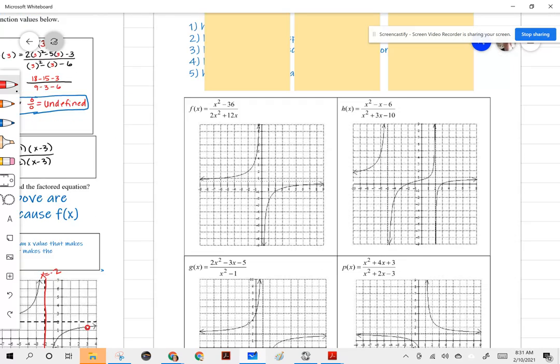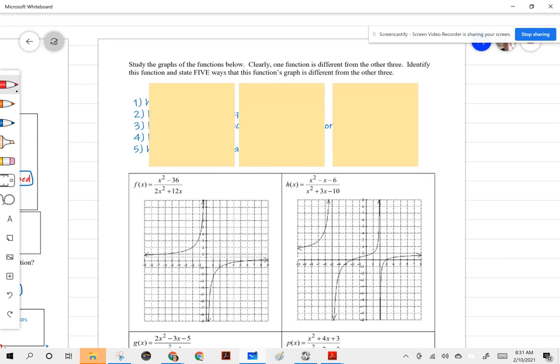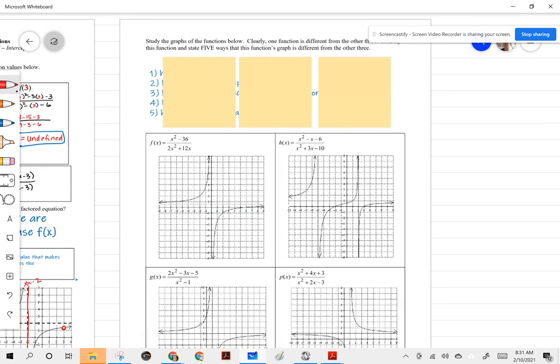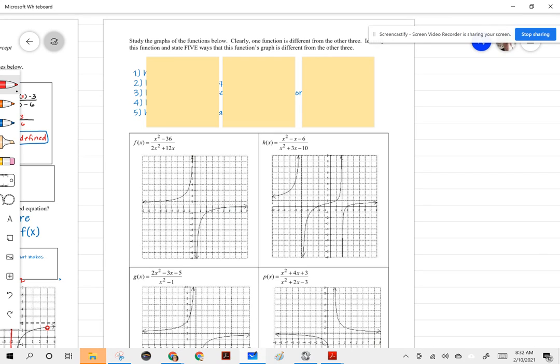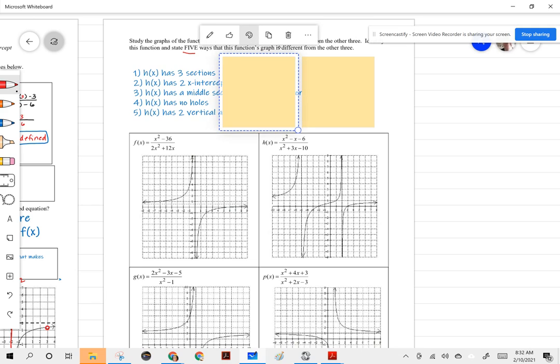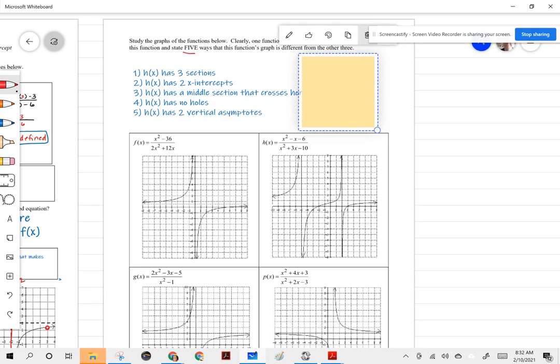All right, so now let's take a look at this page right here. It says, study the graphs of the 5 functions below. Clearly, one function is different from the other. Identify the function and state 5 ways that this function's graph is different from the other 3. And so I want you to pause the video and answer the question. All right, so here are the 5 things. Doesn't matter the order in which you posted them. Hopefully you were able to get at least maybe 3, maybe 4. But let's take a look.